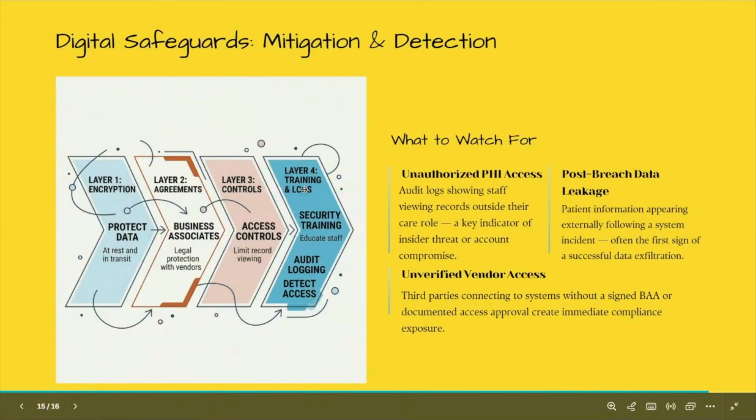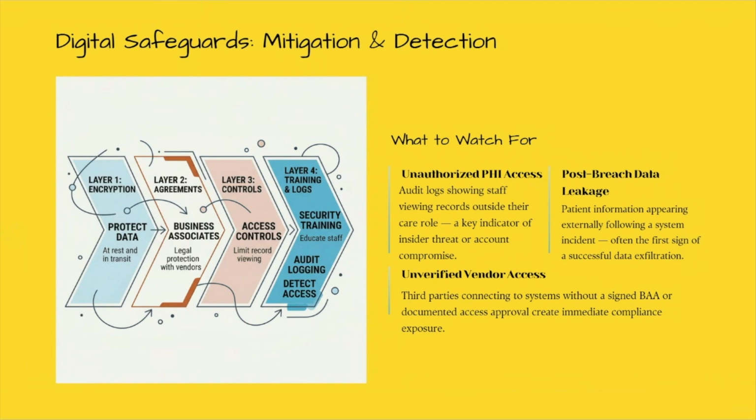So what are some digital safeguards, mitigation, and detection? This is what you should watch for. When it comes to unauthorized PHI access, you should look for audited logs showing staff viewing records outside their care role. For example, a specialist working in one specialty looking at records of another patient being taken care of by a doctor in another specialty. And that right there is an indicator of an insider threat or an account compromise.